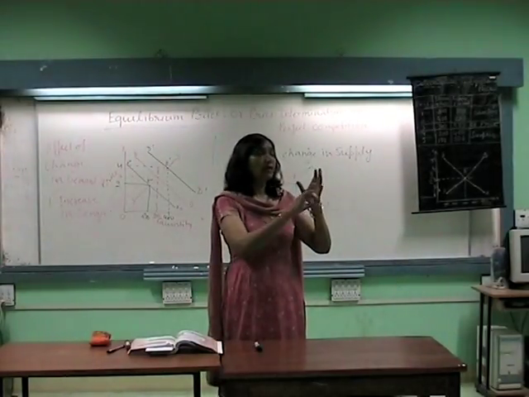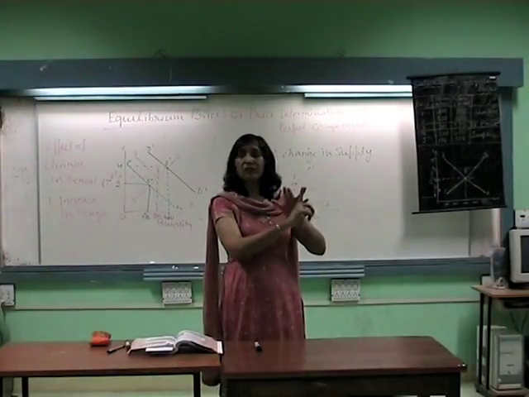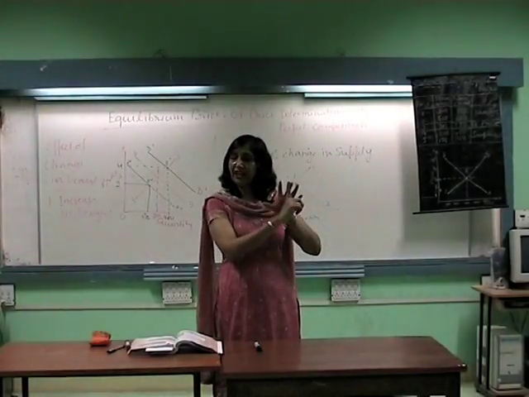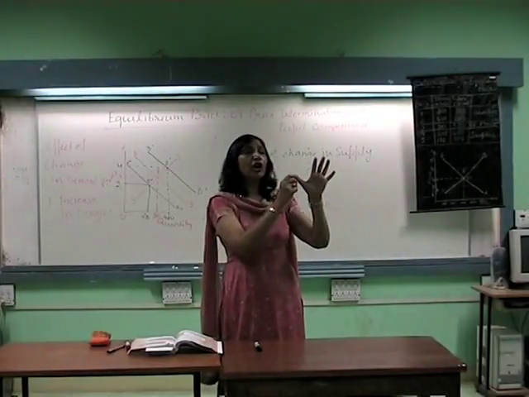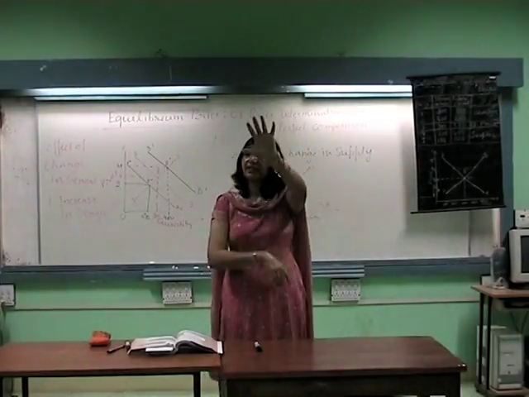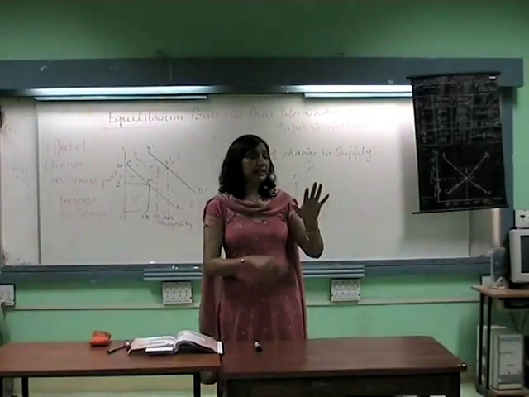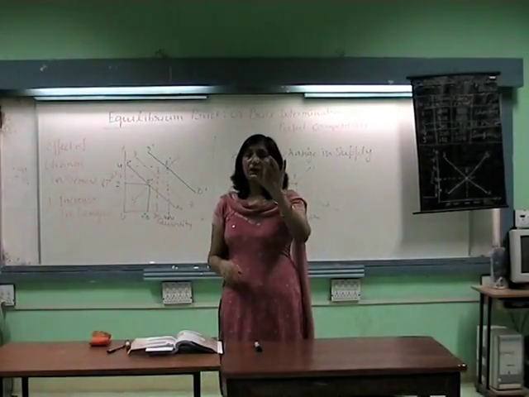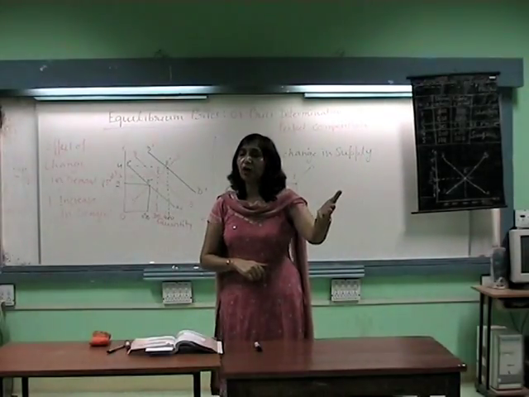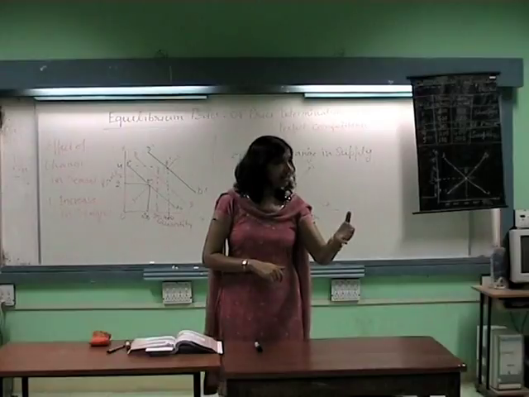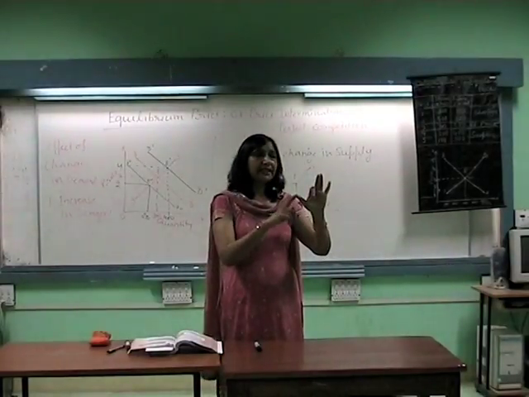First of all, price. Then price of the related goods. Then price of the factors of production. Then government policy. Then technology. These things affect supply. So in this, if price remains the same, while any other thing changes, it will affect the supply, and that is called change in supply.